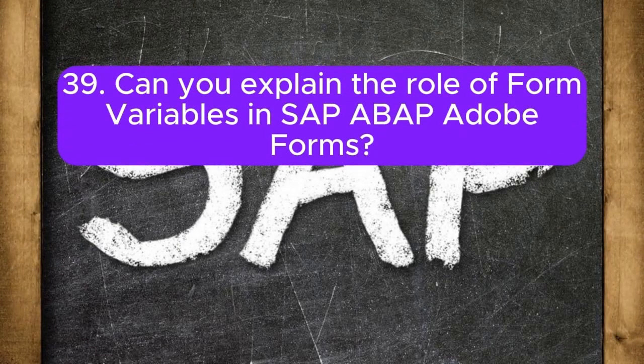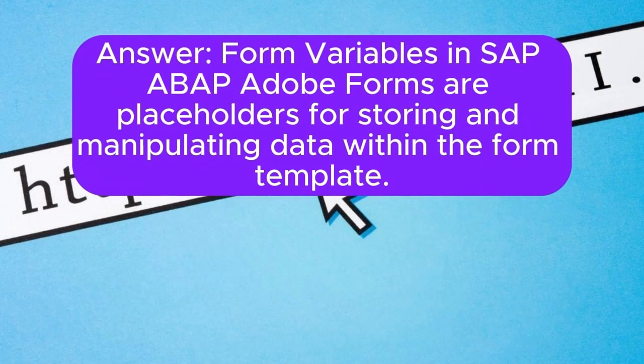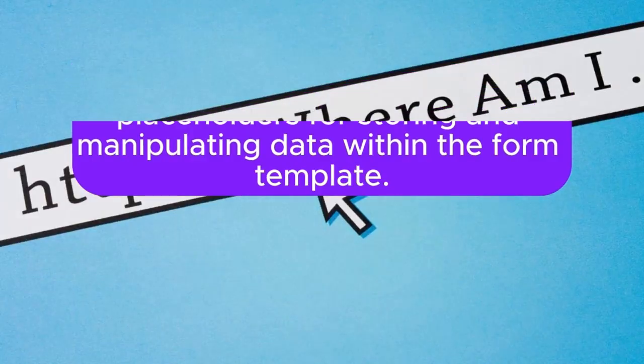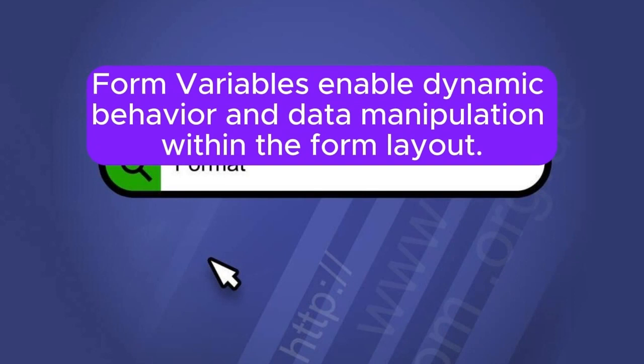39. Can you explain the role of form variables in SAP ABAP Adobe Forms? Answer: form variables in SAP ABAP Adobe Forms are placeholders for storing and manipulating data within the form template. They can be used to store intermediate calculation results, user input values, or dynamic data retrieved from backend systems. Form variables enable dynamic behavior and data manipulation within the form layout.